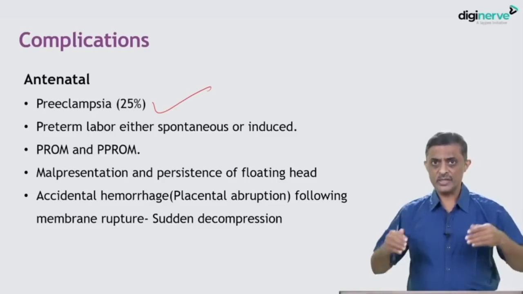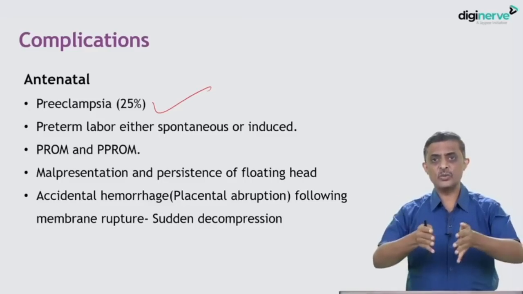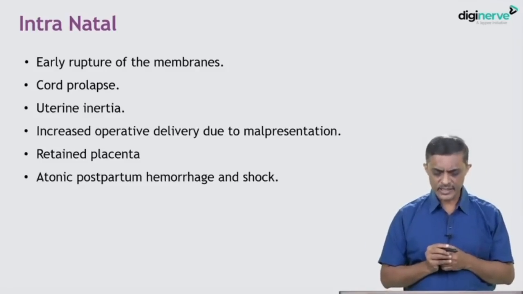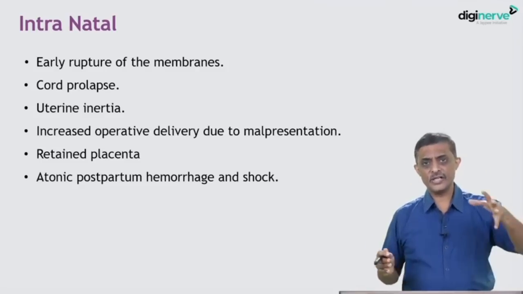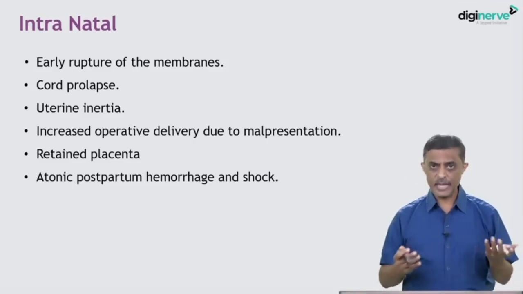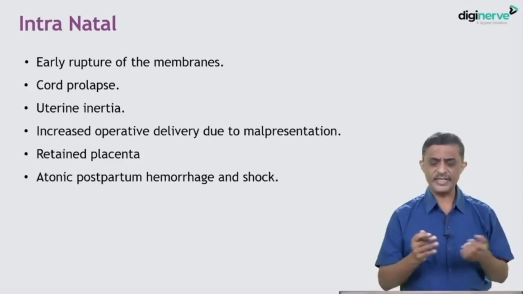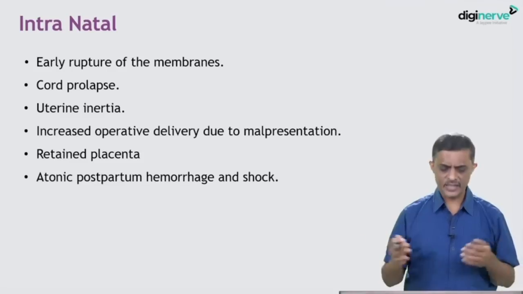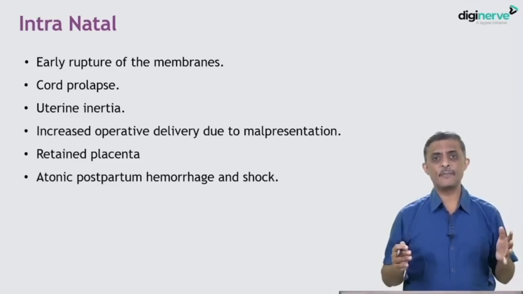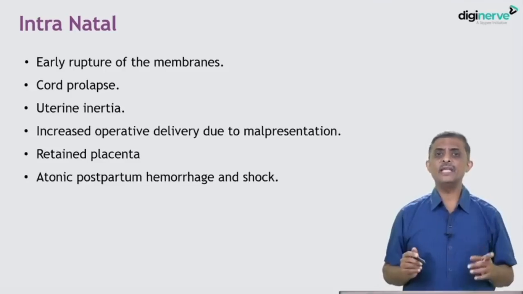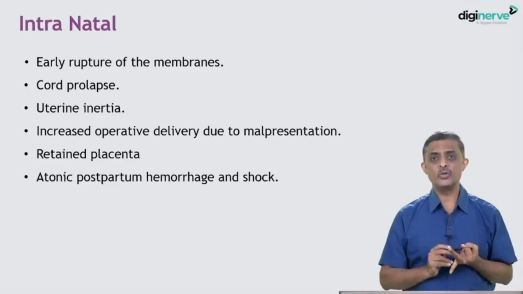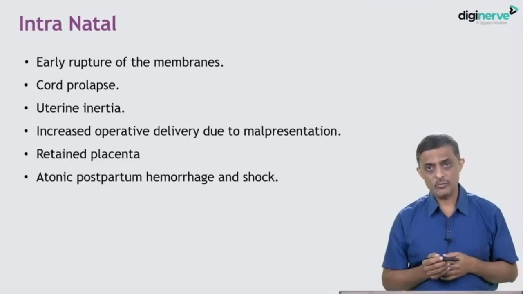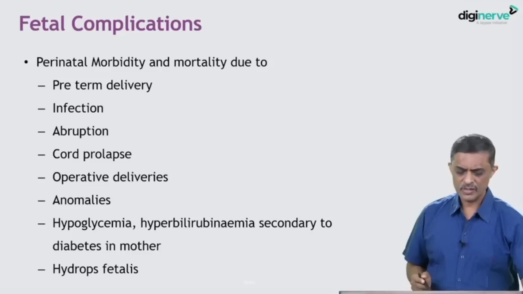And whenever the membranes rupture, the sudden gush of fluid causes decompression of the uterus, which can cause abruption. It's a very important life-threatening complication both for the mother and the baby. Again, during labor, it can cause early rupture of membranes, and because of the malpresentation and non-application of the head, cord can come out, and it can result in cord prolapse and death of the baby. Uterus may fail to contract in the labor and also after the labor. That is, it can cause postpartum hemorrhage, and the placenta may not get separated because the uterus fails to contract, and many times you may need to do cesarean sections, you may need to do forceps deliveries, or you may have to do manual removal of the placenta and manage the postpartum hemorrhage energetically.